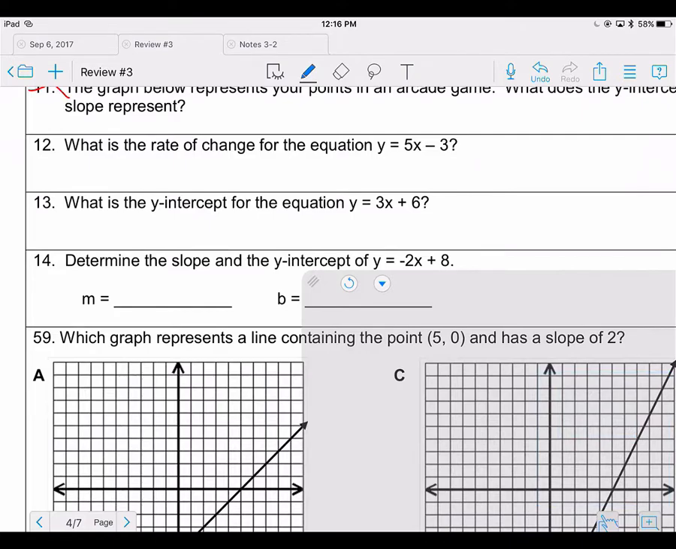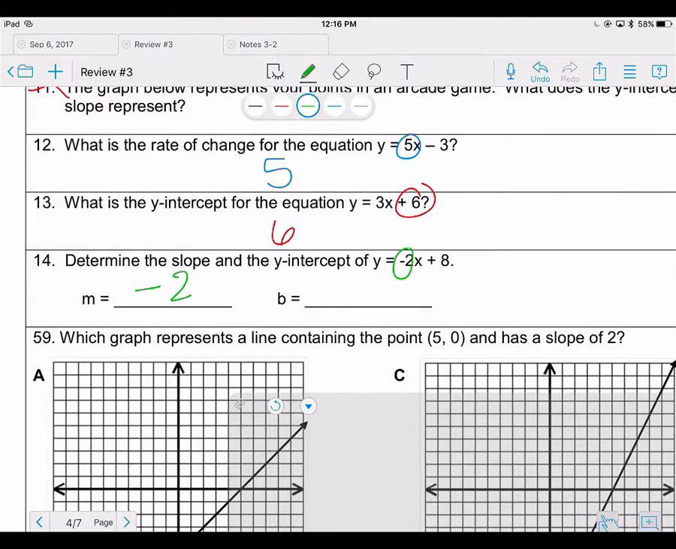Problem 12, the rate of change is the same as your slope, so it is 5. 13, your y-intercept is 6. 14, they want you to determine your slope and the y-intercept, so remember your slope is in front of x, and then your y-intercept is after x.